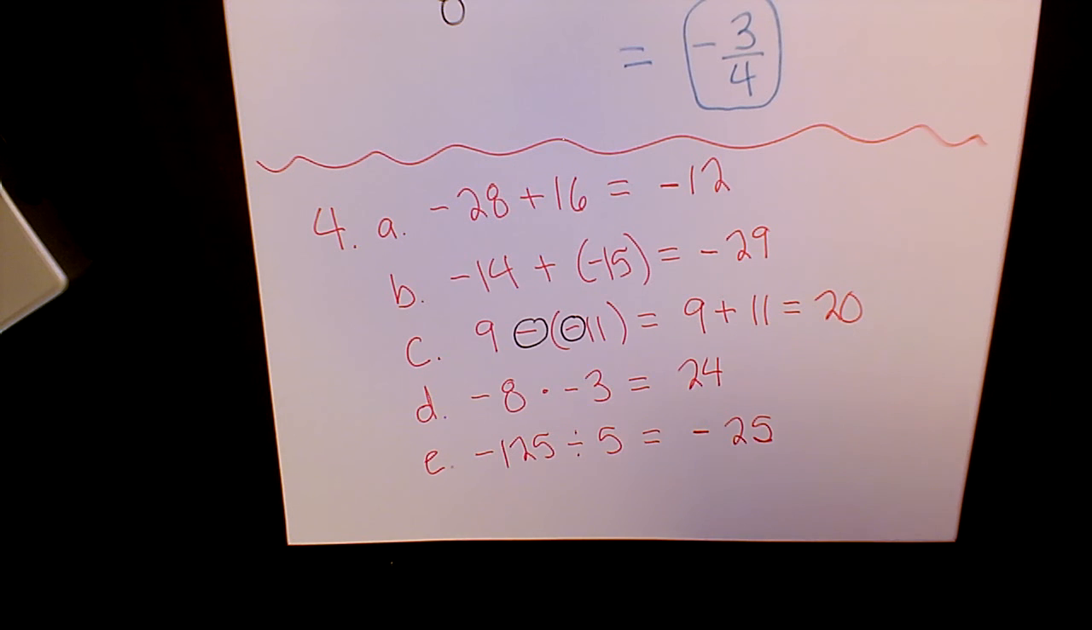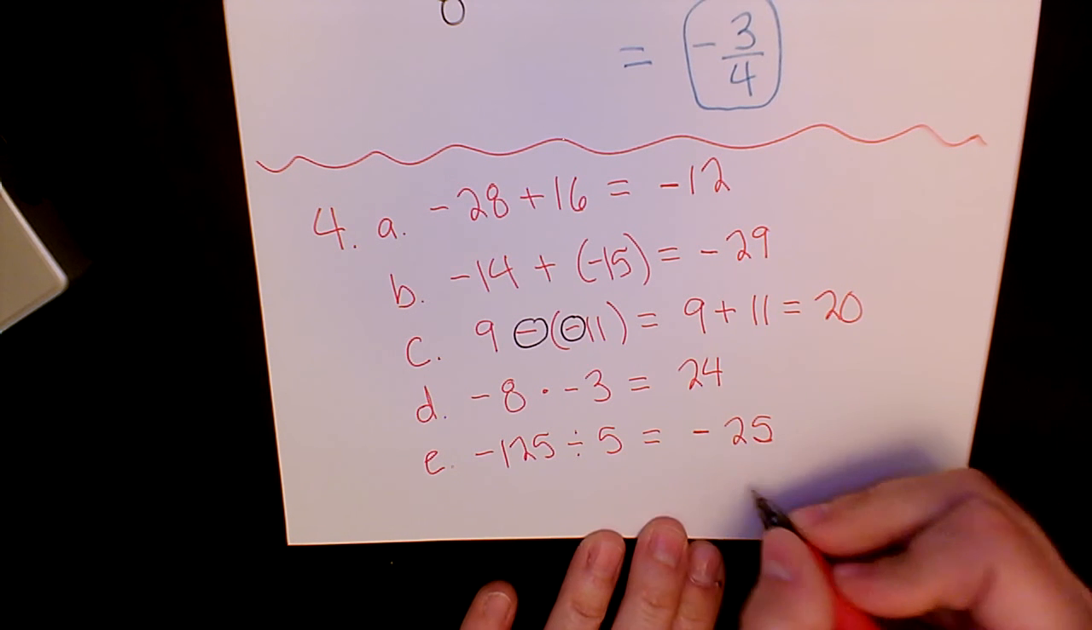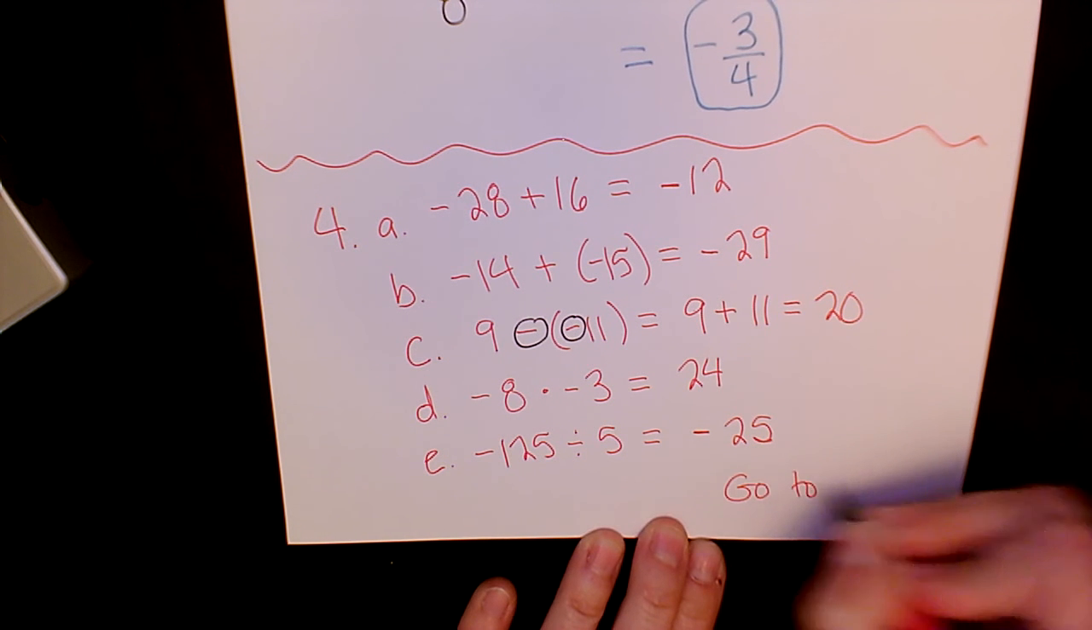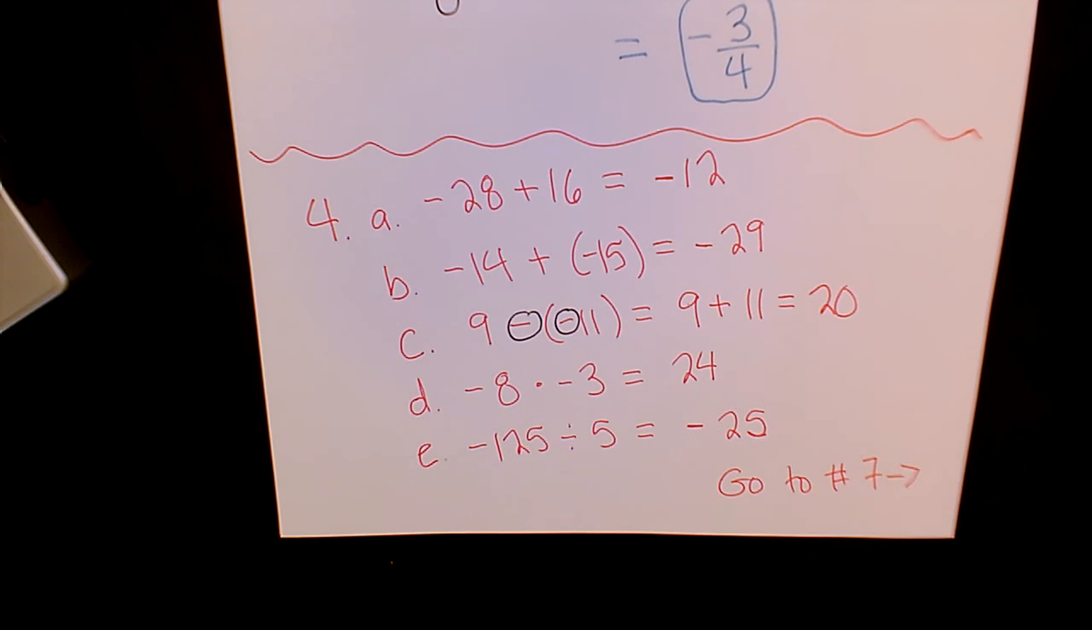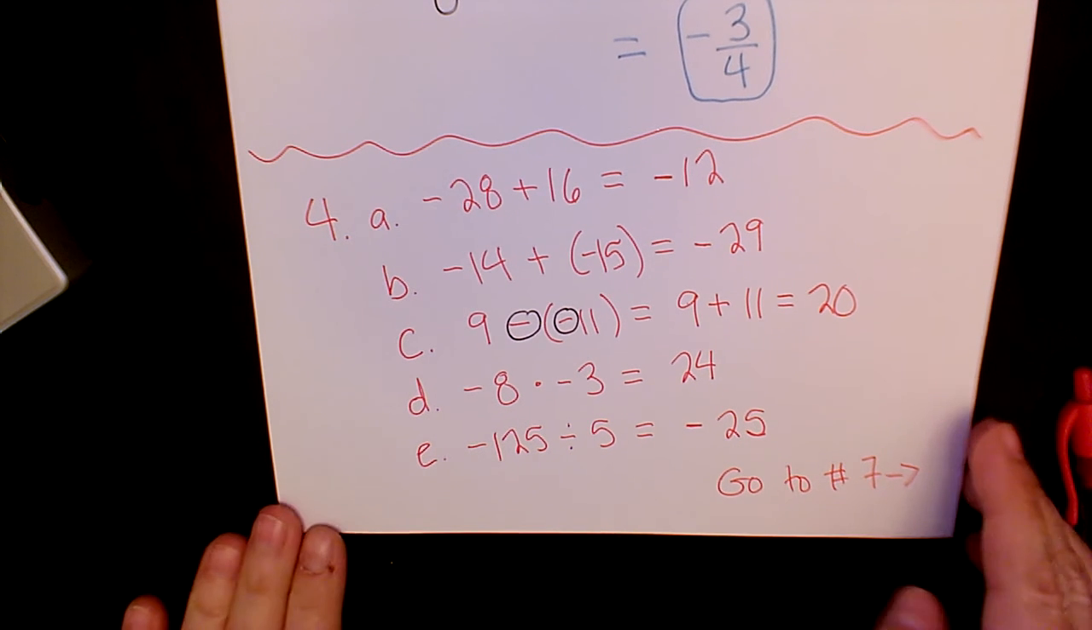I'm going to do a separate video on how to do the mixed numbers. So I'm going to skip 5 and 6, and I'm going to go to 7, which is more evaluating. So this is number 7.